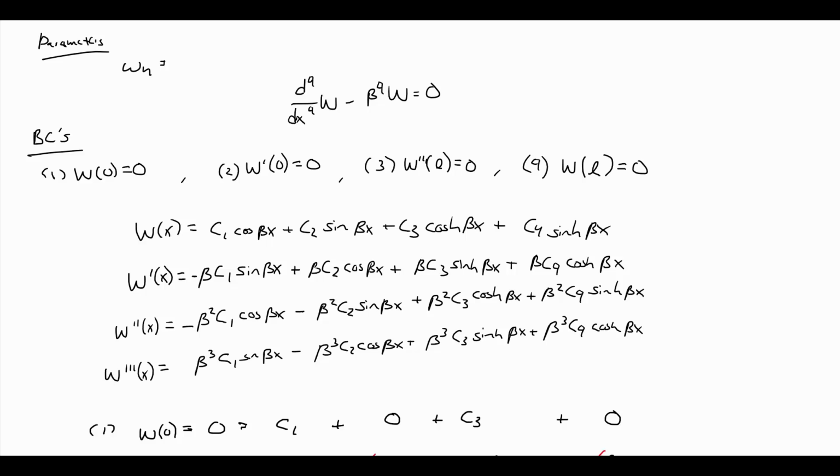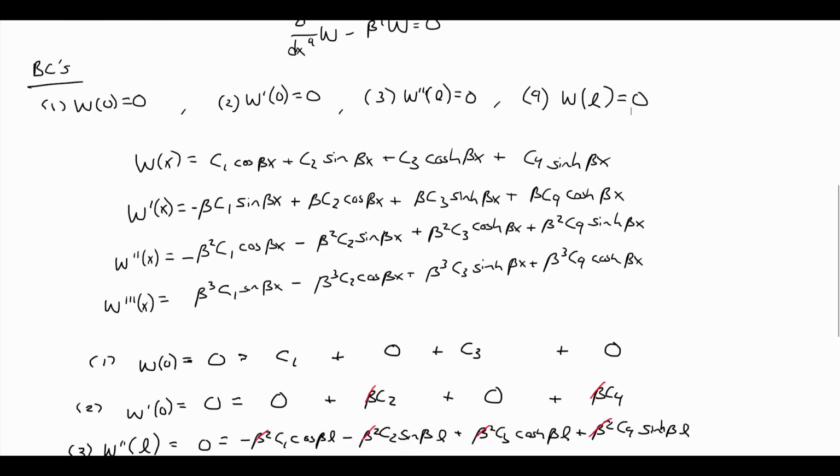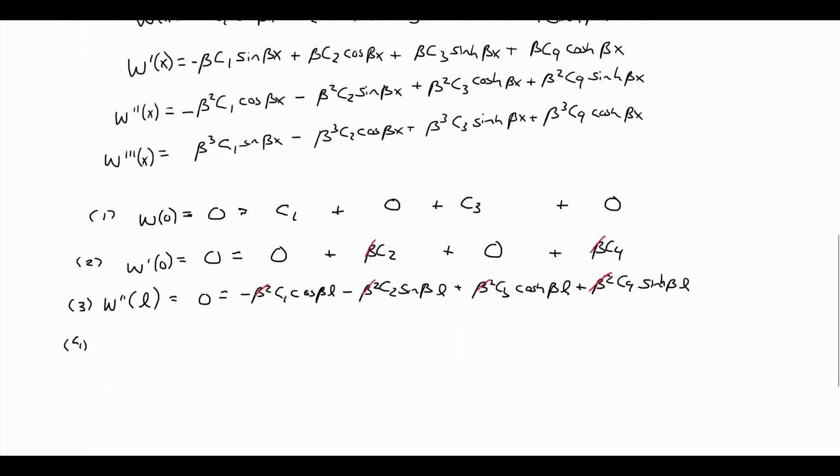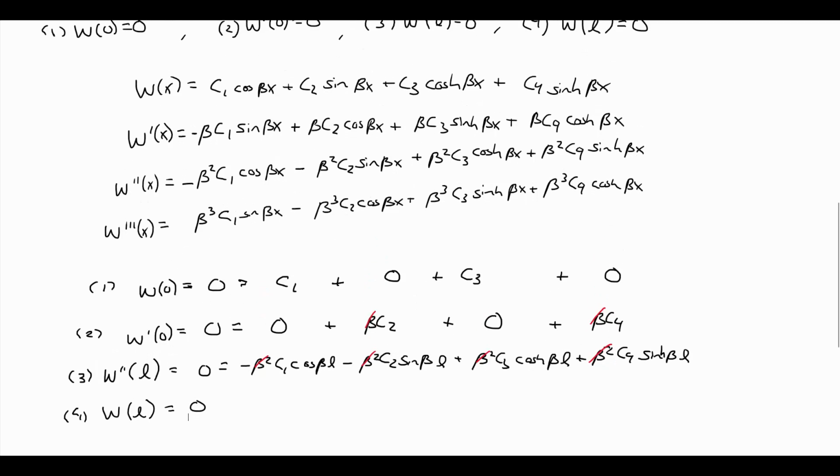The first three are the same as example 1. The fourth is now different: W of L is 0. In the previous one, W triple prime of L was 0. So how does that affect our boundary condition equations? The first three are exactly the same, so I just copied them through. Our new one is now W at L is 0. If I use that W of x equation and apply specifically W of L, I will get C1 cosine beta L plus C2 sine beta L plus C3 cosh beta L plus C4 sinh beta L.